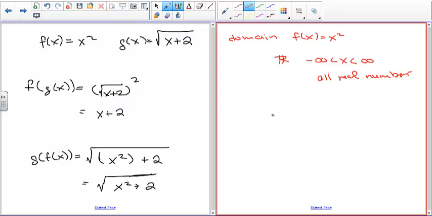Okay, for the second one, for g of x, you have the square root of x plus 2. Well, for square root functions, the argument, x plus 2, has to be greater than or equal to 0, because we cannot take the square root of a negative number. No two real numbers multiplied together will give you a negative number. Just like up here, when we square a negative number, you get a positive number. So x plus 2 has to be greater than or equal to 0. Subtract 2 from both sides. You get x has to be greater than or equal to negative 2. So that's the domain for that.